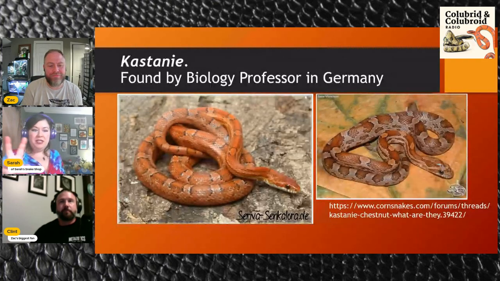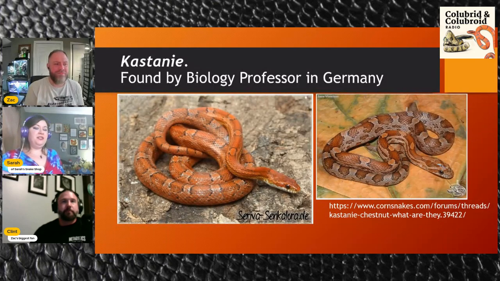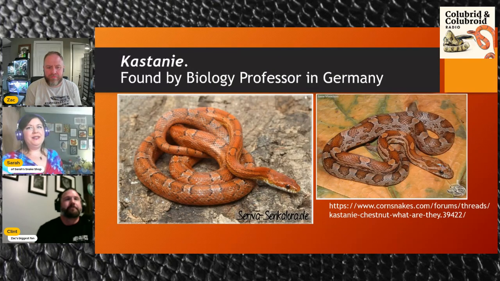Okay, all right. So here's Castagna. Now, this biology professor did not want to be known and is still anonymous to this day. However, he bred two seemingly somewhat normal corn snakes together, and a few of these babies popped out looking kind of tan instead of like a normal looking corn snake.